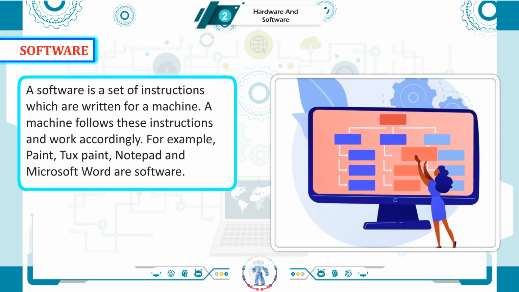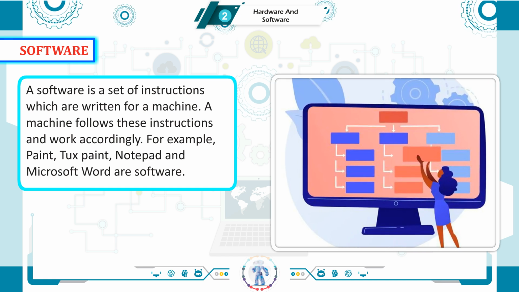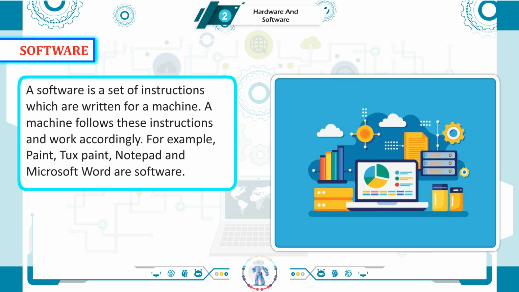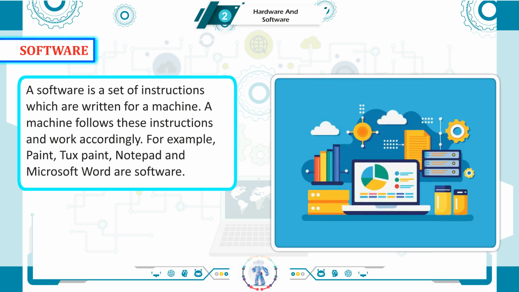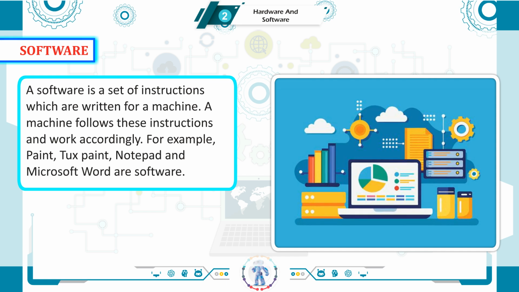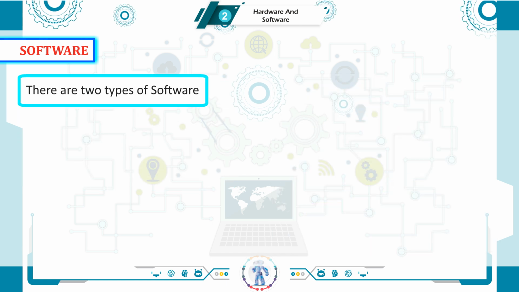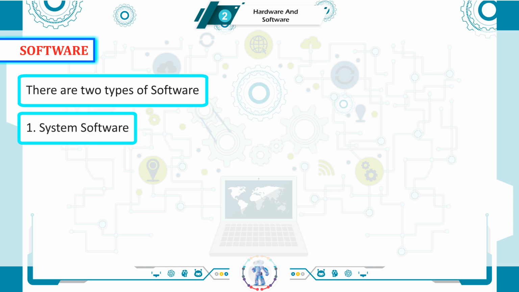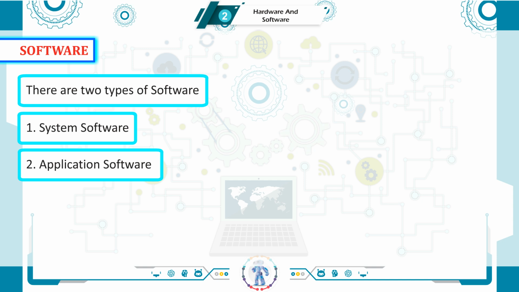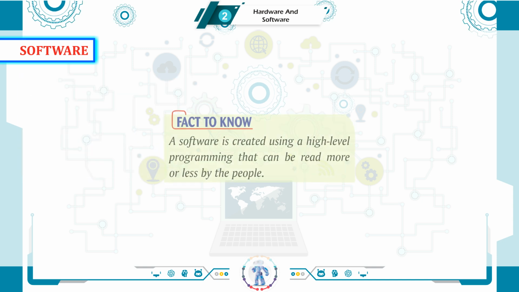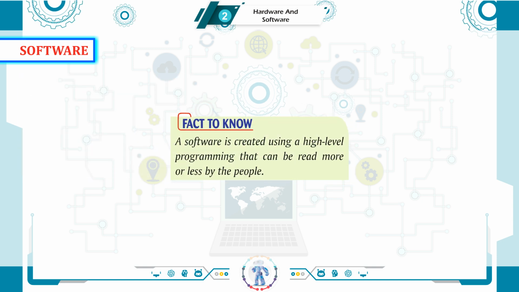A machine follows these instructions and works accordingly. For example, Paint, Tux Paint, Notepad, and Microsoft Word are software. There are two types of software: 1. System software. 2. Application software. Fact to know: a software is created using a high-level programming language that can be read more or less by people.